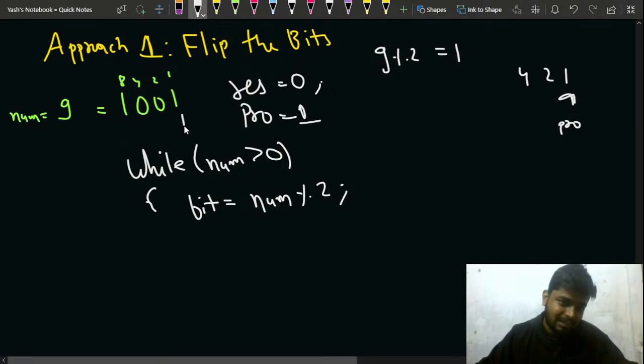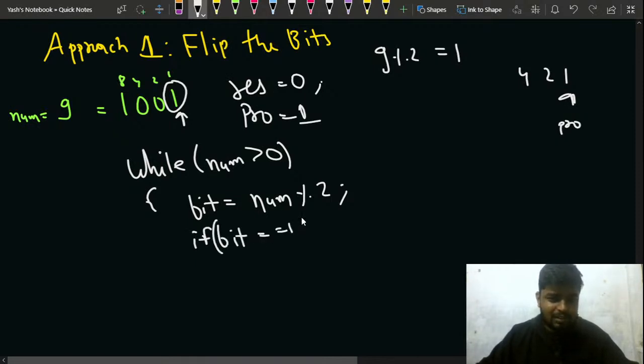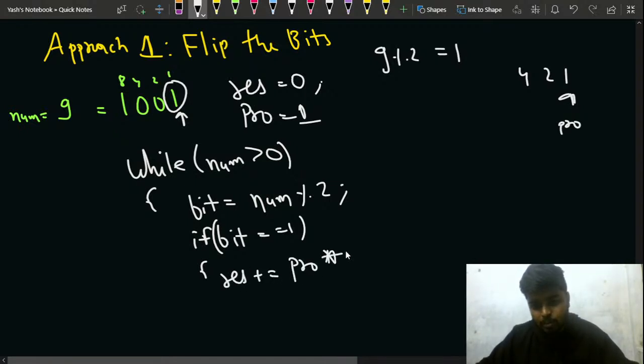So that means I am at this digit, right? I am at this digit. So I'll take out this digit and I see that it is 1. So if my bit is 1, then what will I do? Then in my resultant answer, result plus is equal to product into 0, because in that case my bit will not be set. So if it was set, I'll mark it as 0.